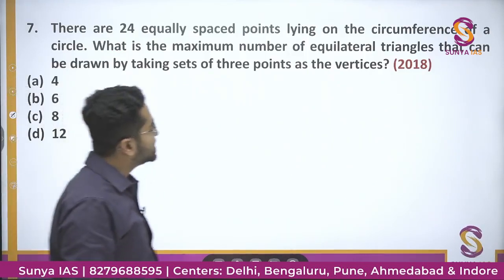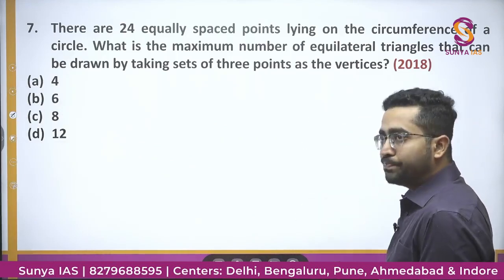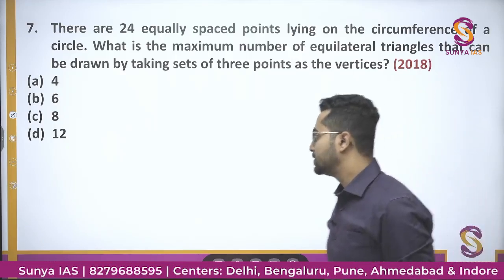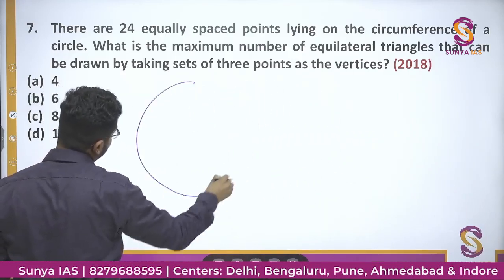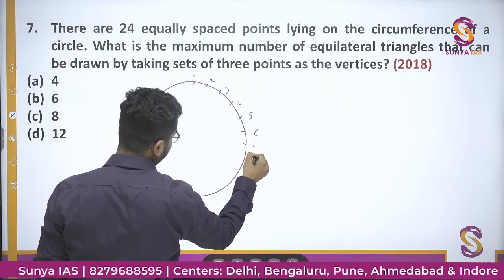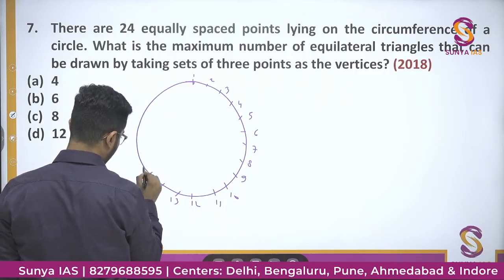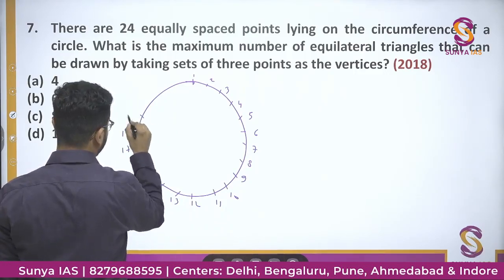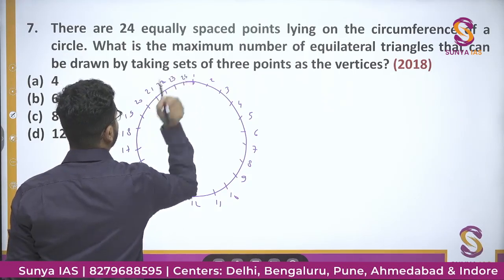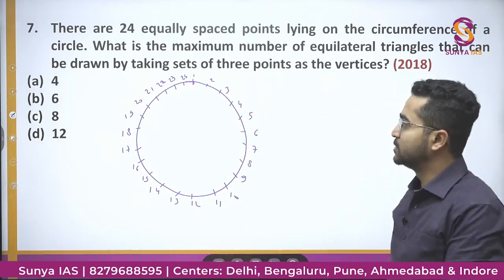There are 24 equally spaced points lying on the circumference of a circle. What is the maximum number of equilateral triangles that can be drawn by taking sets of 3 points as the vertices? So there are 24 points, this is a circle. If this is 1, 2, 3, some numbering like this on a circle, and these are all equally spaced. So don't think that the space is less here and more there, these are all equally spaced.